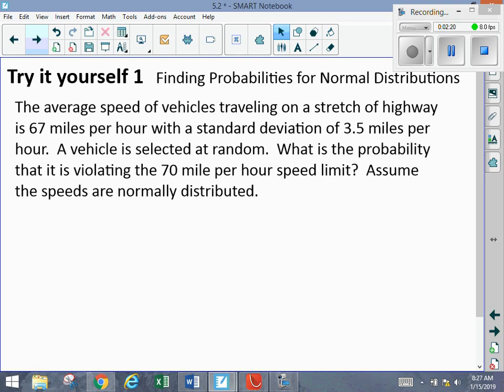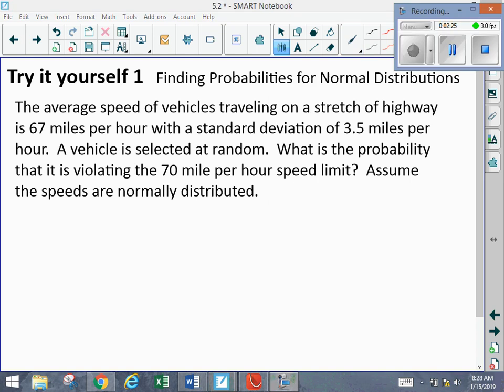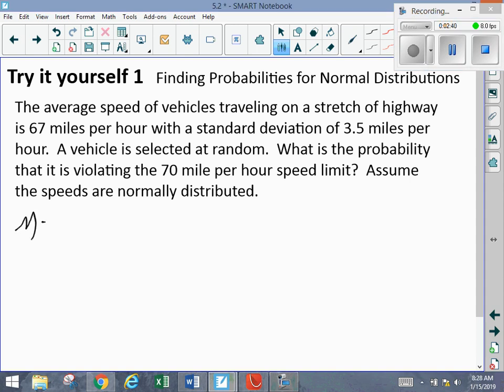All right, let's do a problem. In this problem, the average speed of vehicles traveling on a stretch of highway is 67 miles per hour with a standard deviation of 3.5 miles per hour. First thing I'm going to do: they told me my mean, or mu, is 67. What did they also tell me? My standard deviation, or sigma, is 3.5.